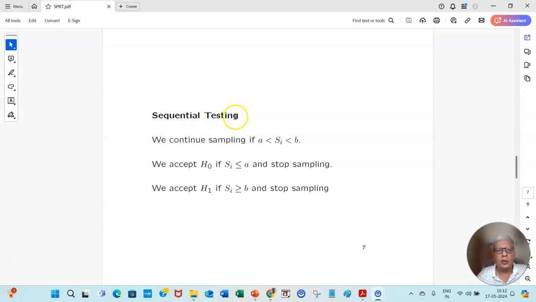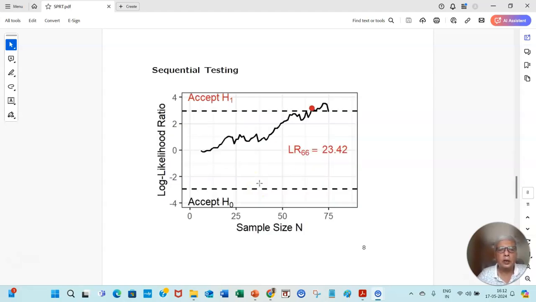So what is the sequential testing technique? We continue sampling as long as the cumulative log likelihood ratio S_i falls between A and B. Whenever it goes below A, we accept H0, and whenever it goes above B, we accept H1 and stop sampling. That is the end of a sequential sampling. We go on sampling until we reach a decision to accept H0 or to reject H0. So that's the sequential testing.